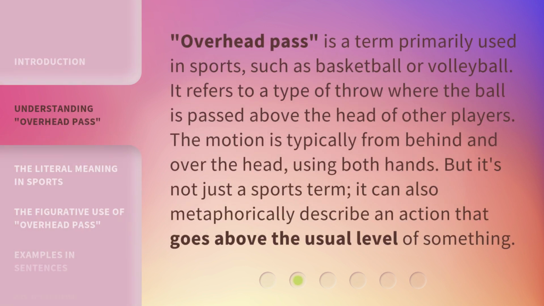Overhead pass is a term primarily used in sports, such as basketball or volleyball. It refers to a type of throw where the ball is passed above the head of other players. The motion is typically from behind and over the head, using both hands. But it's not just a sports term. It can also metaphorically describe an action that goes above the usual level of something.